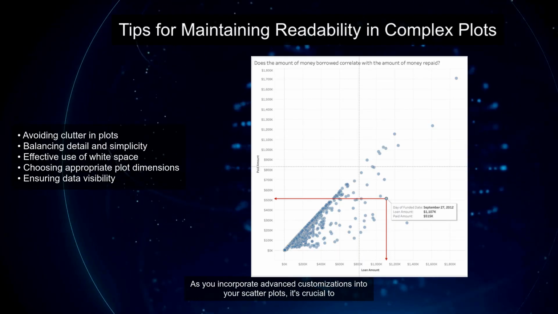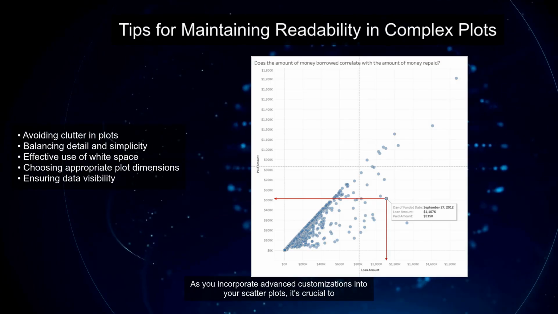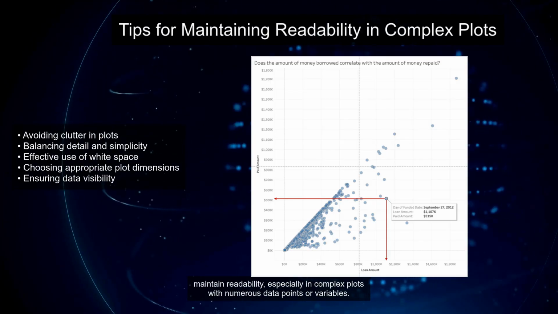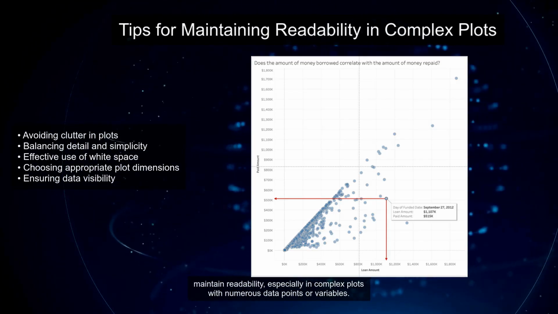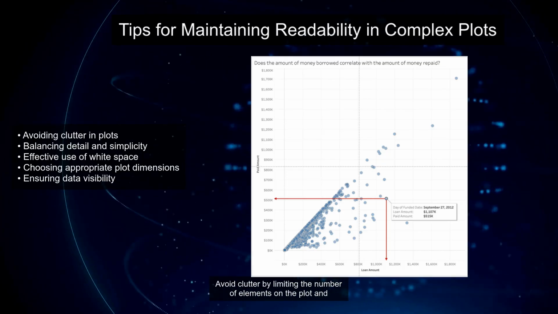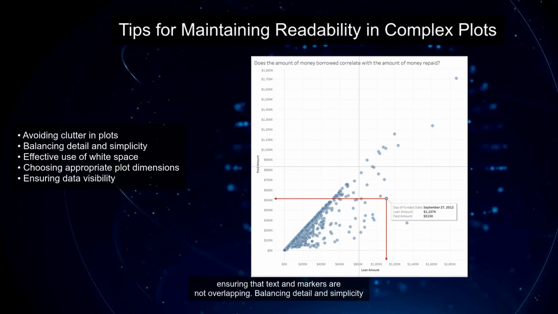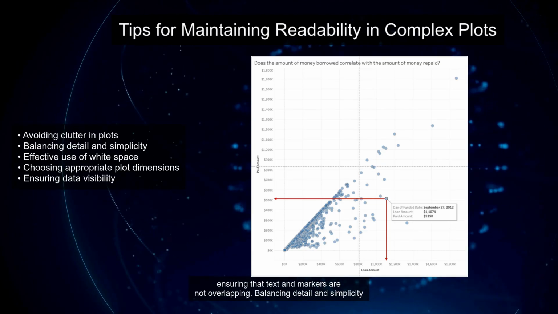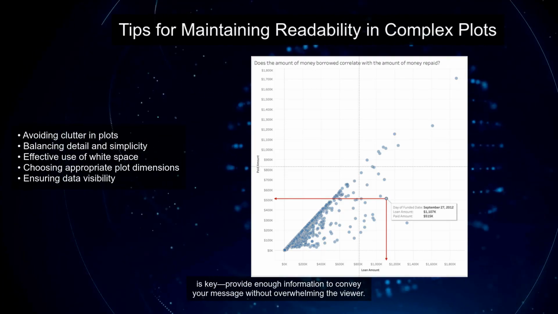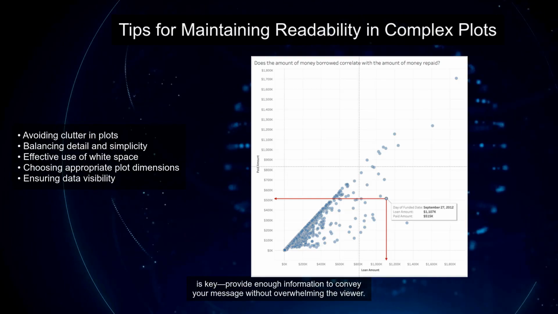As you incorporate advanced customizations into your scatter plots, it's crucial to maintain readability, especially in complex plots with numerous data points or variables. Avoid clutter by limiting the number of elements on the plot and ensuring that text and markers are not overlapping. Balancing detail and simplicity is key. Provide enough information to convey your message without overwhelming the viewer.